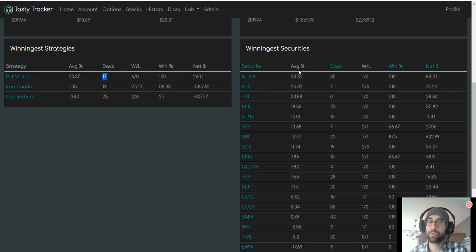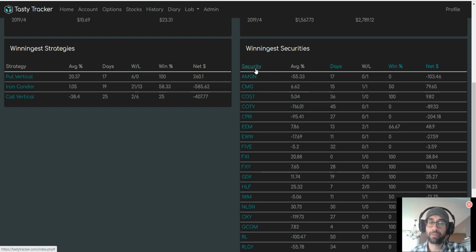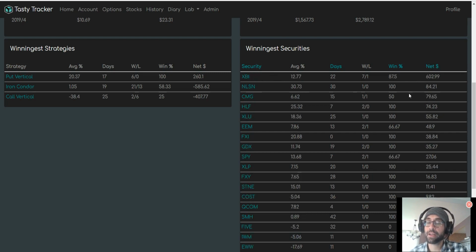Okay, so winning securities, you can sort this by security or net dollars are the two that I use frequently, but by default it's sorted by the average percentage. So you can sort of see which one you're having the highest take-home percentage, ROI, which is pretty good. But anyway, if you're sorting alphabetically, you can get to which play you've done recently, and then the net dollars is what you've made the most on. So you can see XBI. I have a pretty good track record with that, and it's by far my largest ticker in this account.